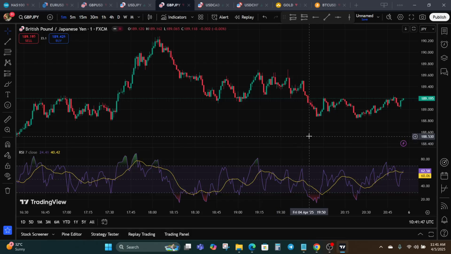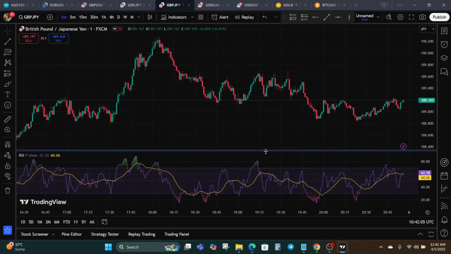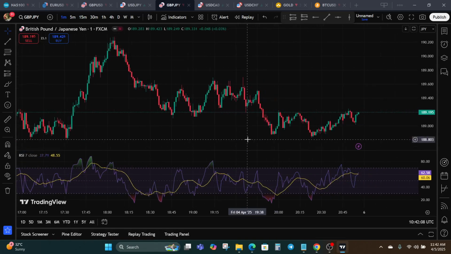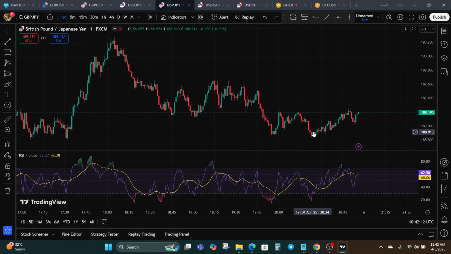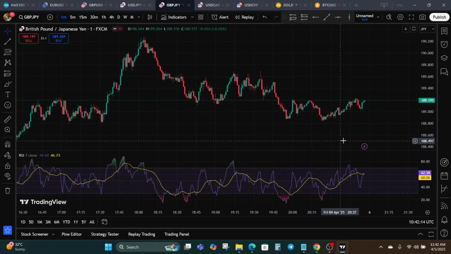Now, risk management is crucial when scalping, especially with the best 1 minute RSI strategy. Since scalping involves fast trades, it is easy to get caught up in the moment, but you need to be disciplined. One of the best ways to manage risk is to use tight stop losses.